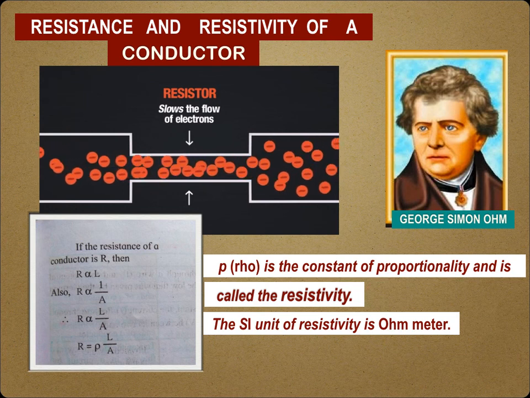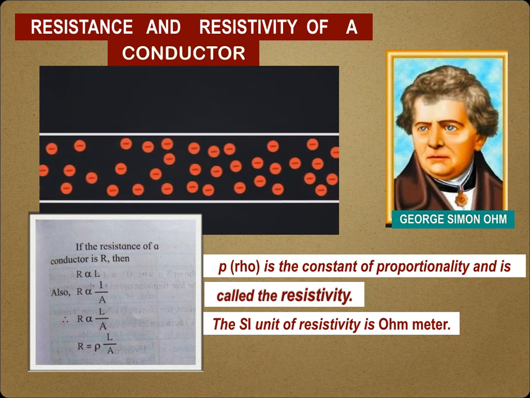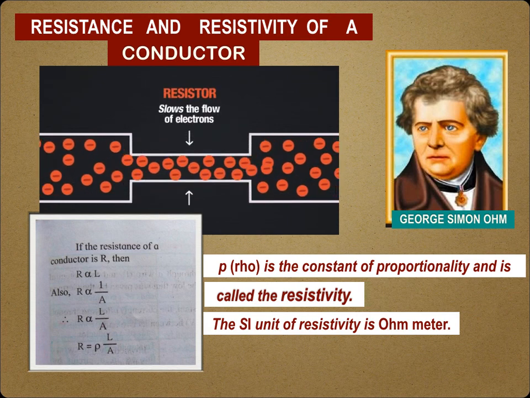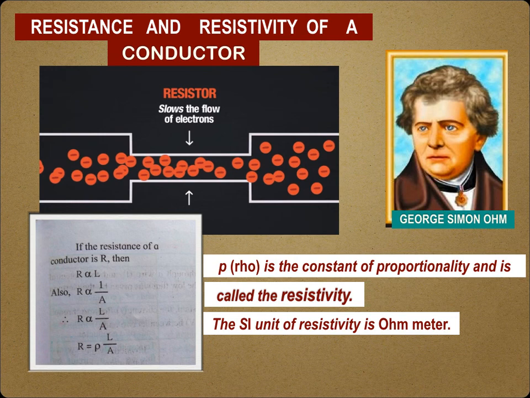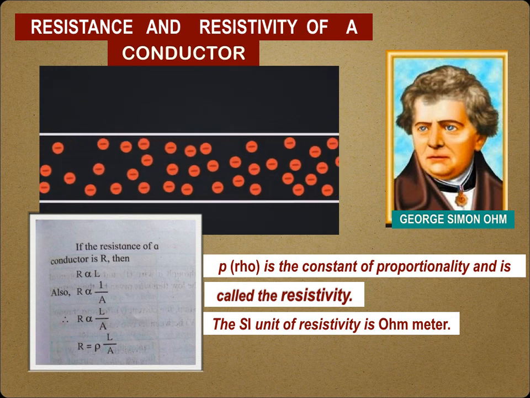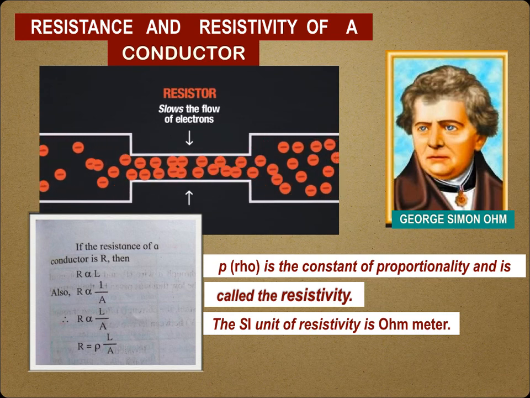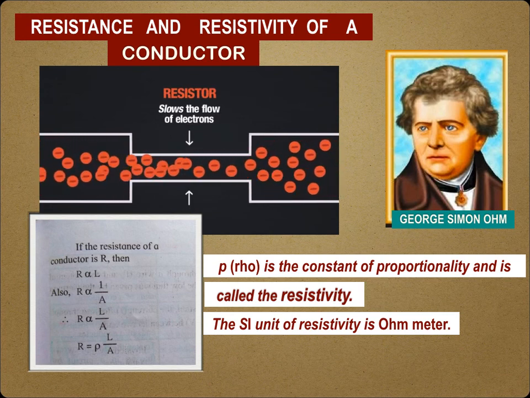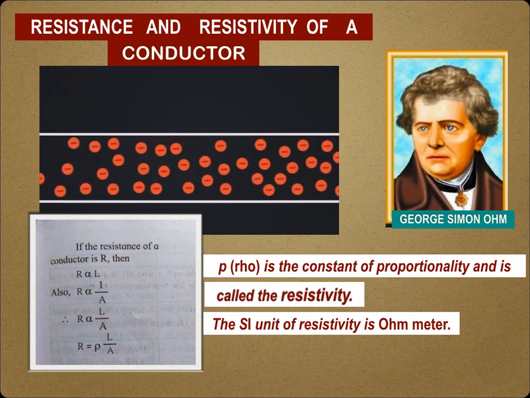So what is the difference between resistance and resistivity of the material? Resistance always opposes the flow of electrons, whereas resistivity is the property of the material which defines the resistance of the material having specific dimensions.